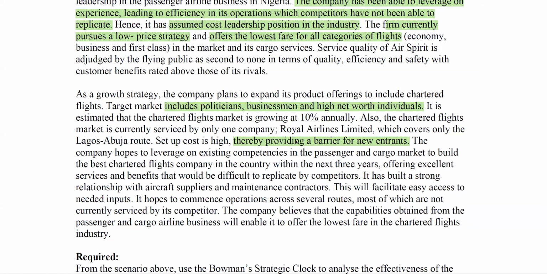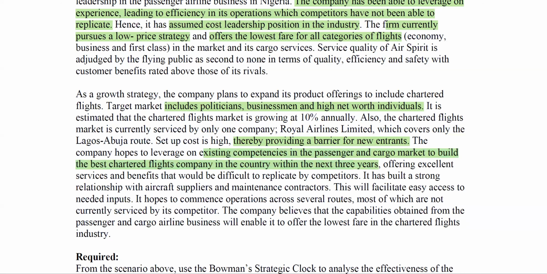So here they are sort of giving us, I told you that Bowman strategy clock can also be used to assess a competitor. Do you remember? So we are looking at the competitor here. They are telling us that, okay, we are targeting high net worth individuals, big men and women, right? Now, the company hopes to leverage on existing competencies in the passenger and cargo market, to build the best chartered flight company in the country within the next 3 years.